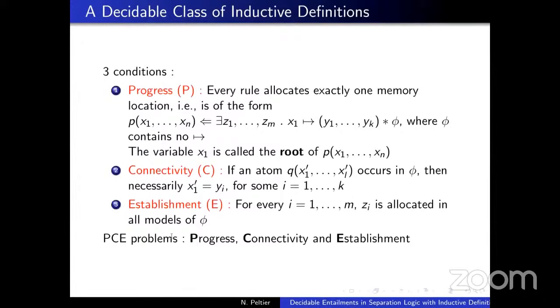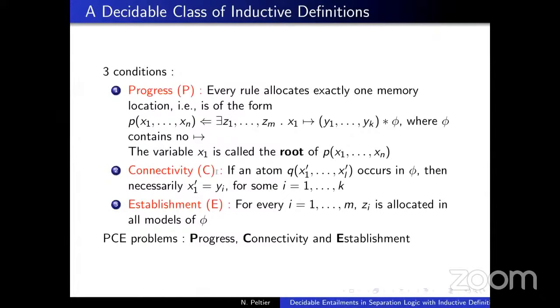We have the first condition, which is the progress condition, which states that every rule must allocate exactly one memory location, which means that it must be of this form here, where there is only one points-to atom in the right-hand side. And the variable x1, which is allocated by the rule, is called the root of the atom, and it must be the same in all rules associated with predicate P.